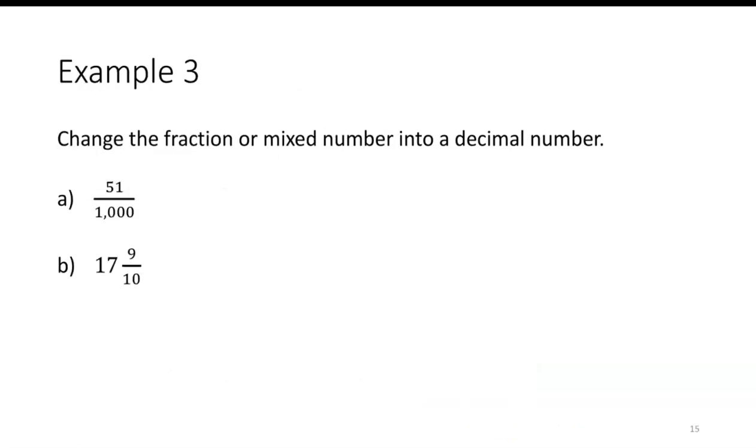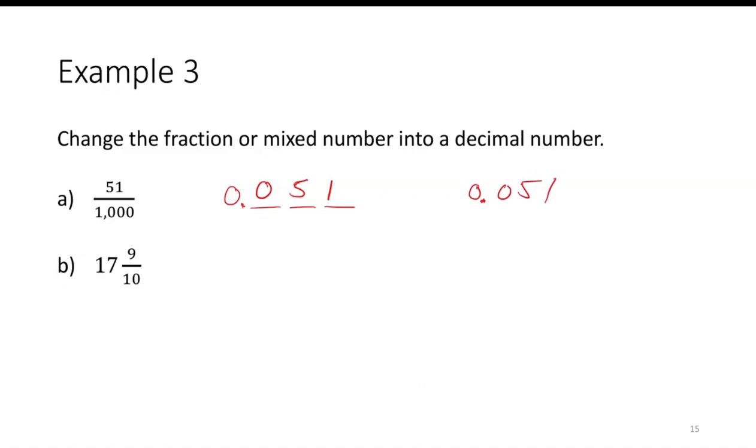So change the fraction or mixed number into a decimal number. Well, in words, that number we have here is 51 thousandths. So 0. I would figure out where the thousandths place is, and that's where the 1 is going to be. And then the 51. So this is going to be 0.051.